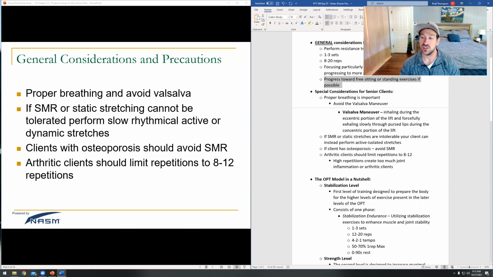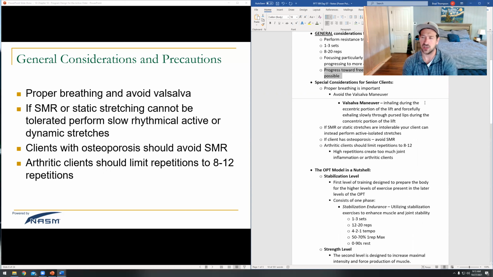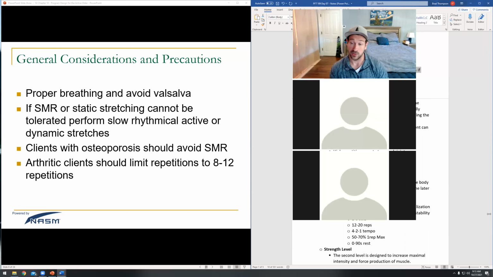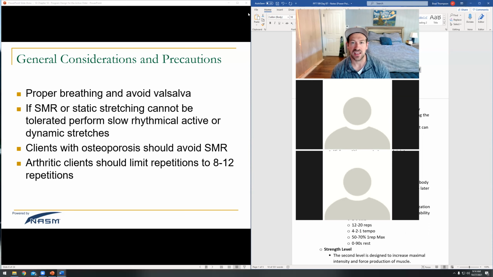Special considerations you always want to take into account. We kind of talked about these already, but we want to make sure that our clients are breathing properly. We want to avoid using the Valsalva maneuver. Now, I love the Valsalva maneuver. I'm a big fan of using it specifically for my workouts. What it is, if you're wondering, is a specific way to breathe while you are powerlifting.